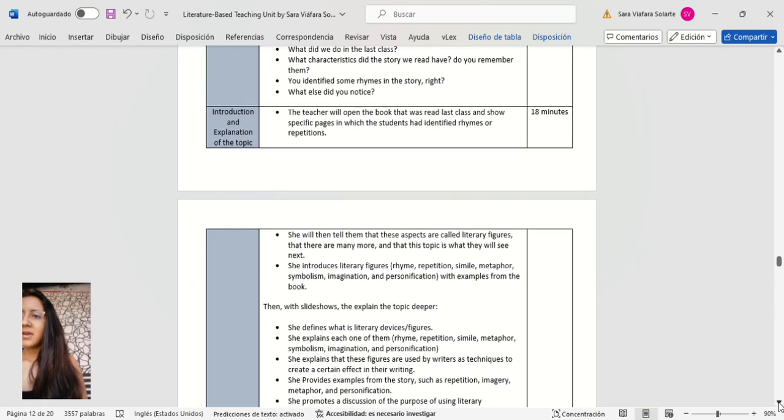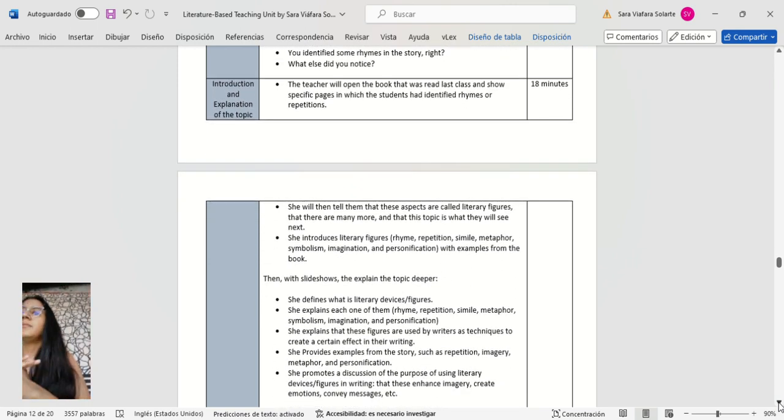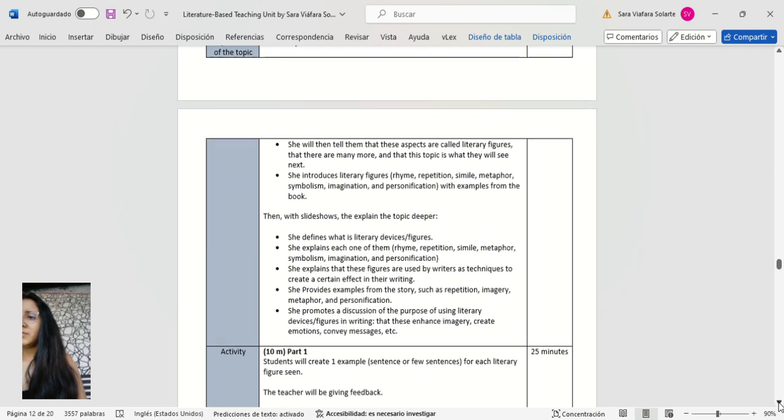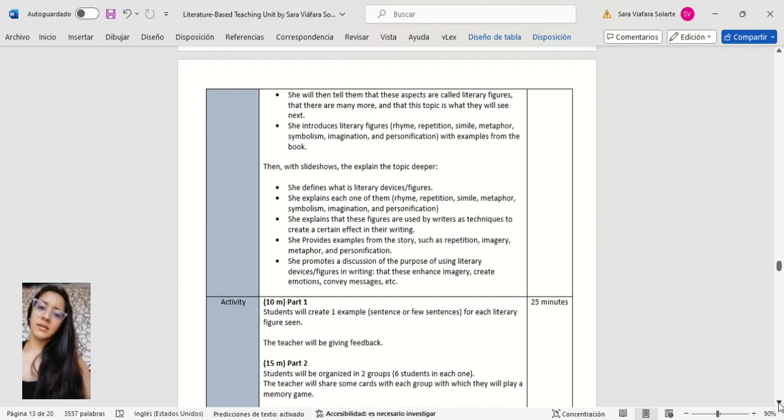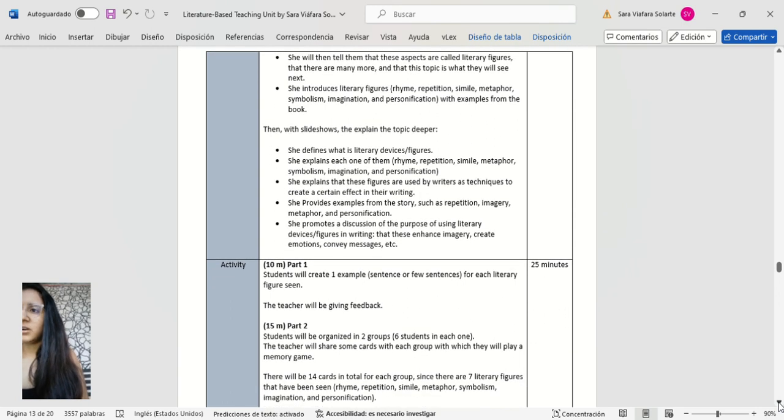And yes, the teacher will open the book When I Talk to God, I Talk About You, and she will tell them that those aspects that they have already identified, the rhymes, the repetition of certain phrases, are literary figures, and that is the topic that they are going to learn.